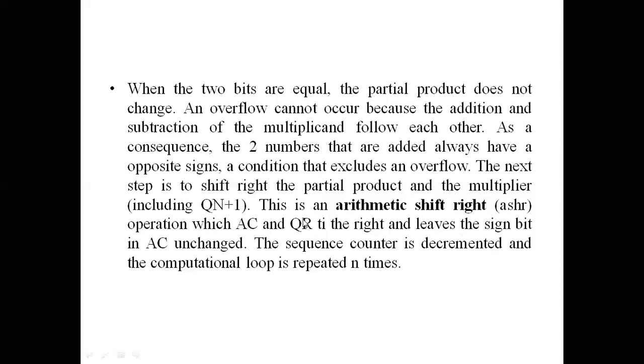If the bits are the same, that means the two bits qn and qn plus 1 are the same, then we just apply the arithmetic shift right operation and decrement the SC by 1, until we have some changed bit between the qn and qn plus 1. So let us describe this in terms of flowcharts.